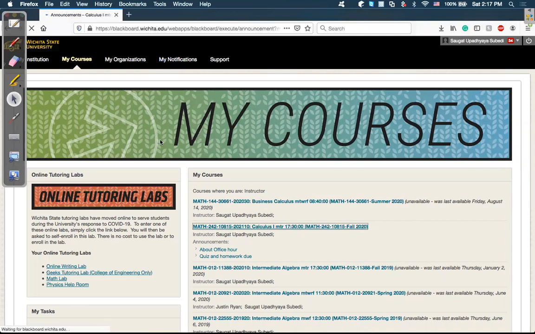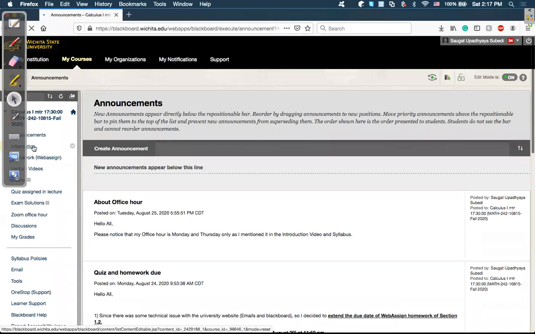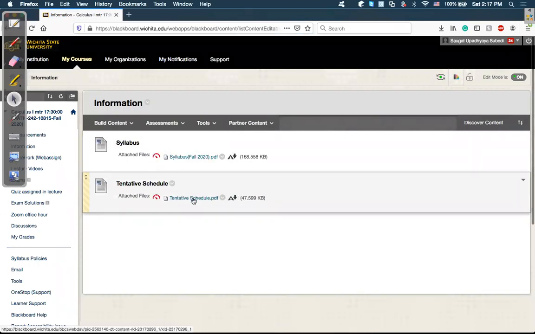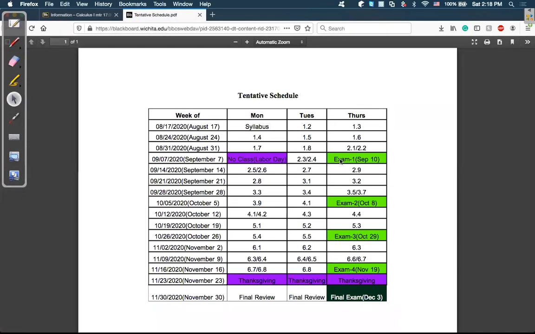If you go to this course, if you go to Information, there's a schedule here, a tentative schedule, so you know exactly when the exam is going to be. I'm doing 1.7 today, so the exam is next Thursday.